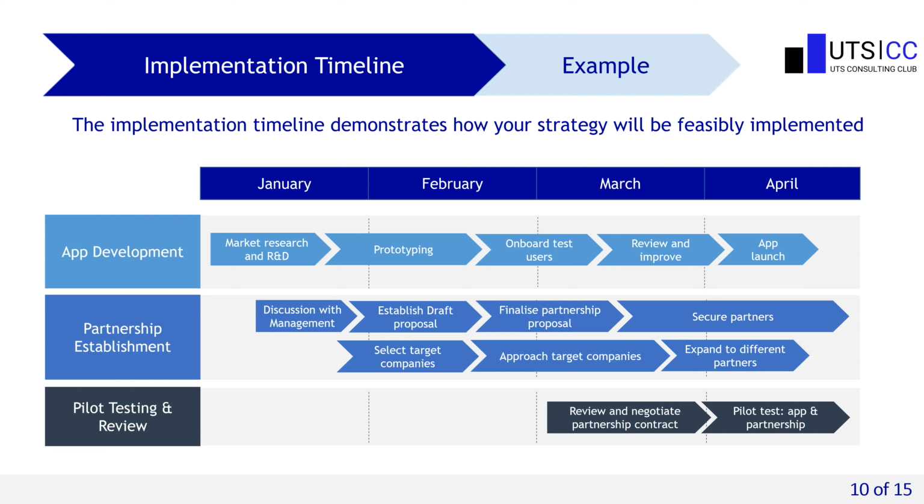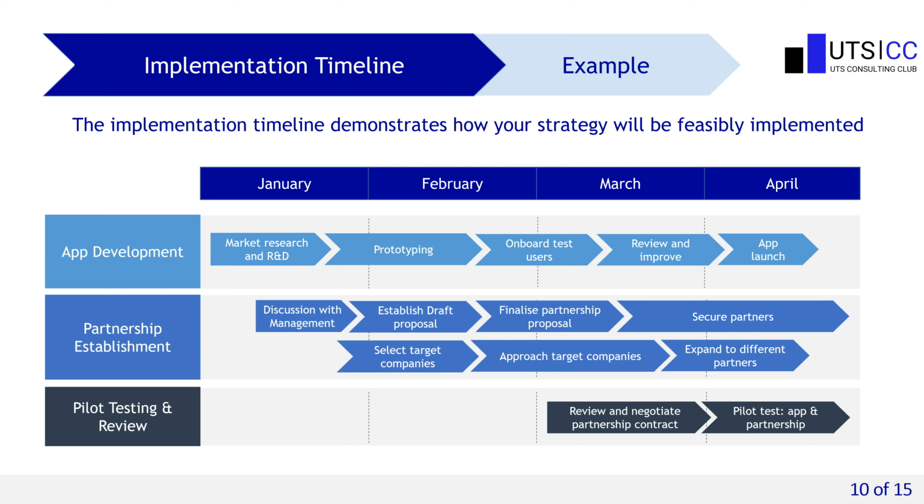This is an example of an implementation timeline. This timeline takes place over a 4-month time period. However, do note, timelines can go longer than 6 months. The time period you determine is based on whether it specifies in the case deliverable or is the time period you think is feasible for your solution to be implemented. As can be seen in the timeline, it's broken into 3 key stages: app development, partnership establishment, and pilot testing and review. The relevant arrows and their position signify when each step would take place and for how long.